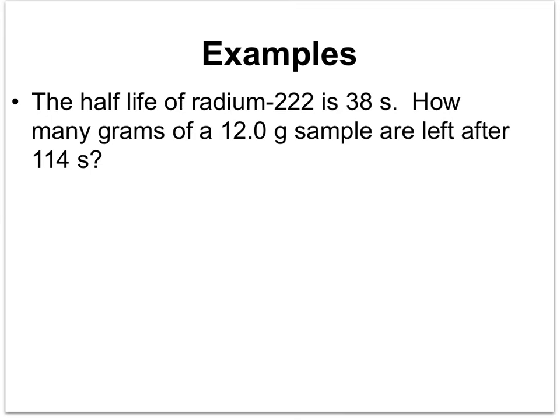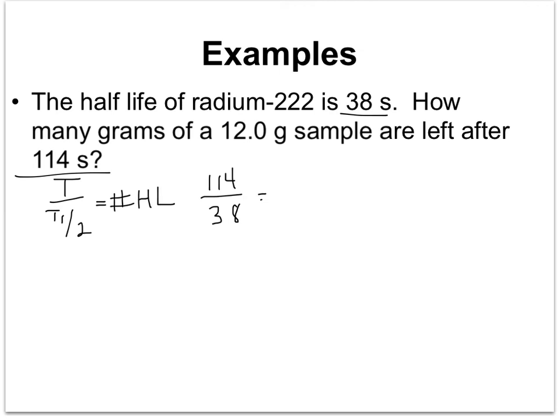Another example, the half-life of radium-222 is 38 seconds. How many grams of a 12-gram sample are left after 114 seconds? So once again, we're going to go with our equation. T over T1/2 is equal to the number of half-lives. You can see that the total time is 114 seconds, and the half-life time is 38 seconds. We're going to divide them. We end up getting 3 half-lives.